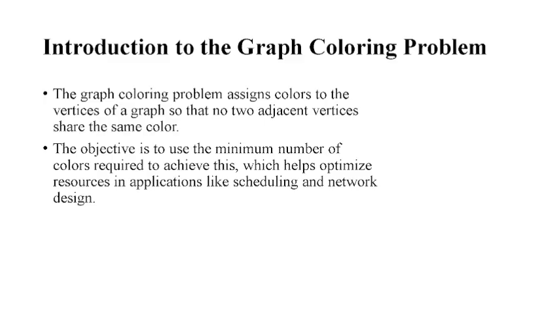The introduction to the graph coloring problem. The graph coloring problem assigns colors to the vertices of a graph so that no two adjacent vertices share the same color. The objective is to use the minimum number of colors required to achieve this, which helps optimize resources in applications like scheduling and networks.